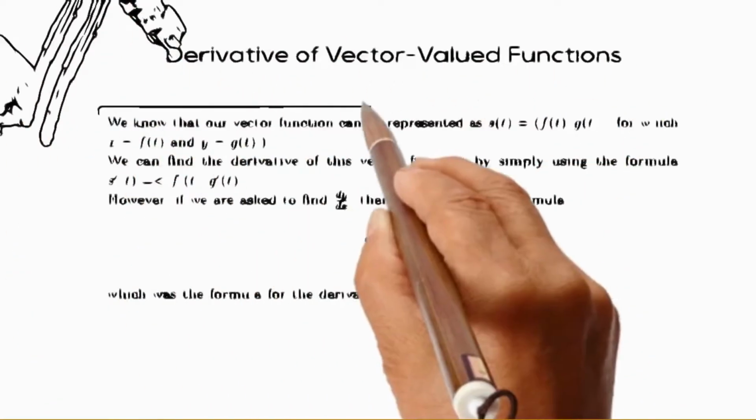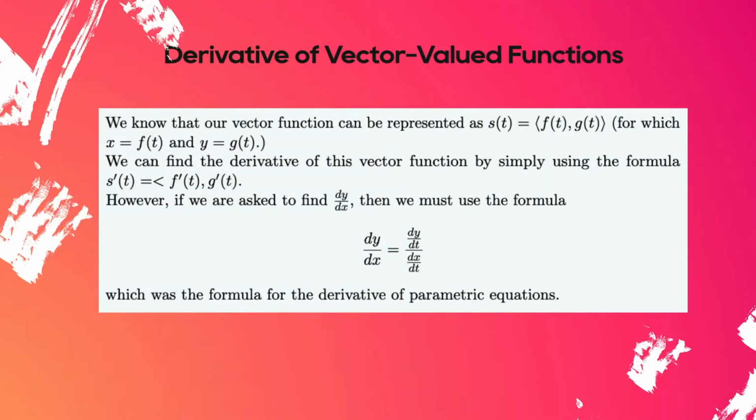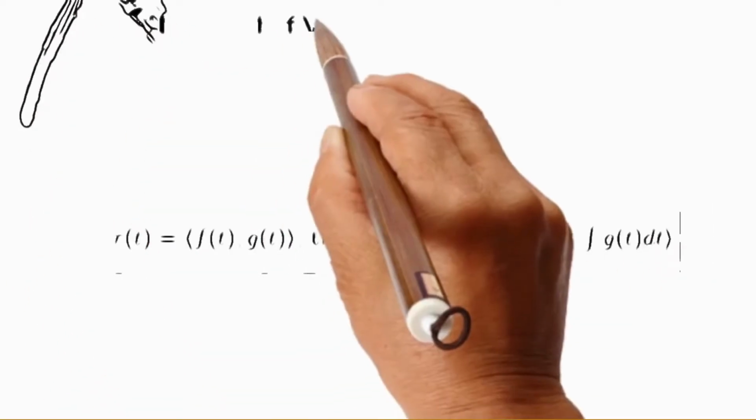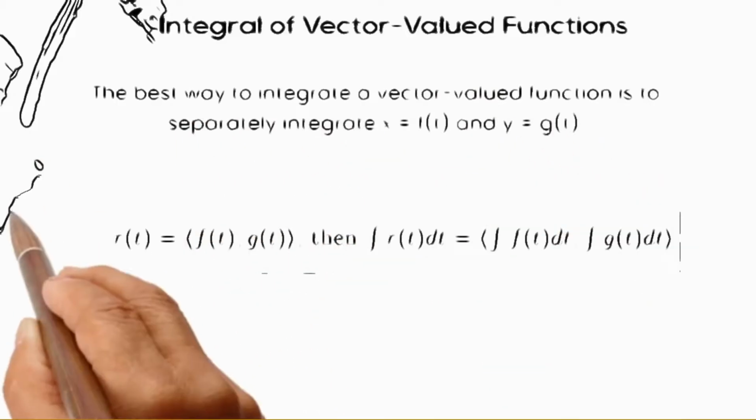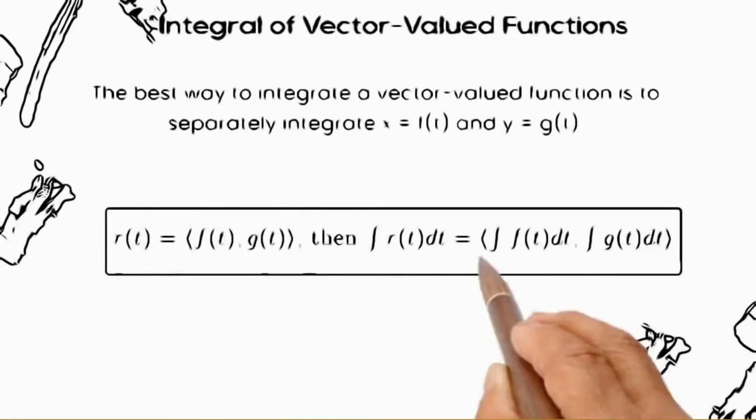Now, the derivative of vector-valued functions. Vector-valued functions will also be in the form of f of t, comma, g of t, where x and y are both functions of time. The derivative of the vector function can be found by simply differentiating f of t and g of t separately, and we get f prime of t, comma, g prime of t. However, if we want to find dy over dx, then we must do dy over dt divided by dx over dt, because again, both y and x are functions of time. Now, integrating vector-valued functions is relatively simple. You separately integrate x equals f of t and y equals g of t.